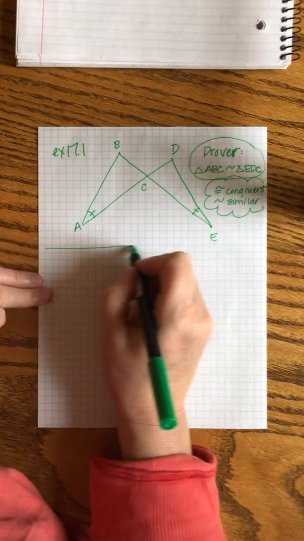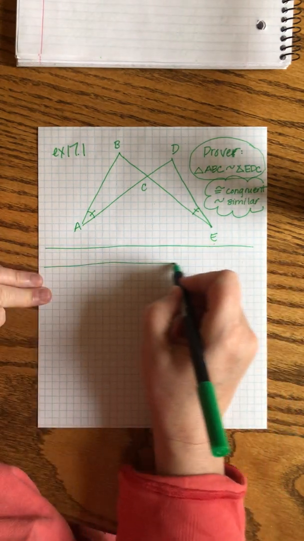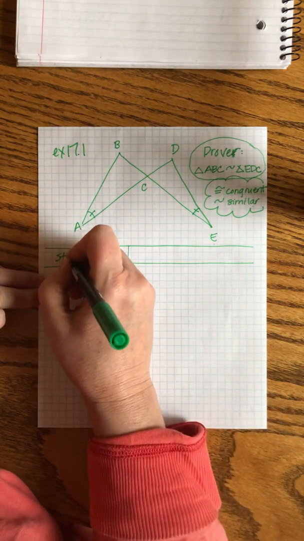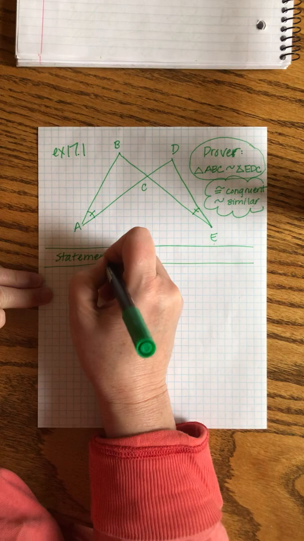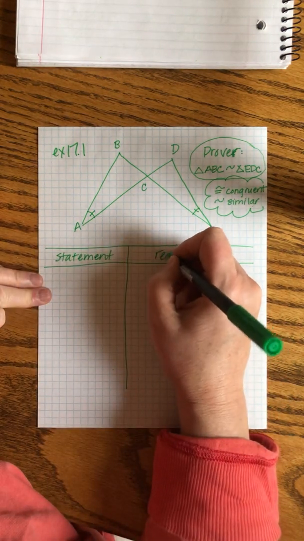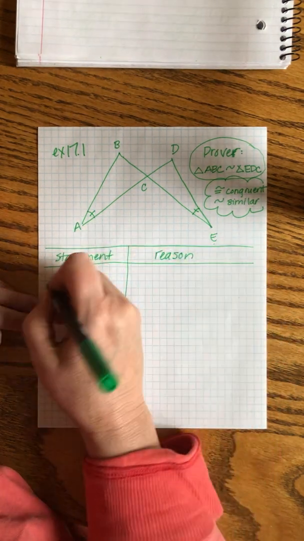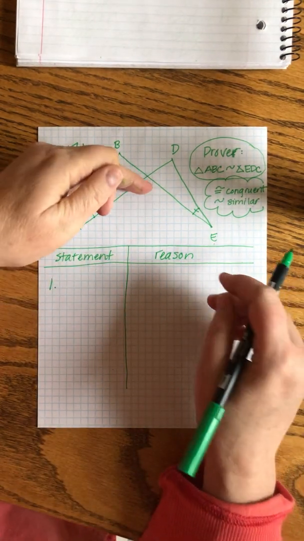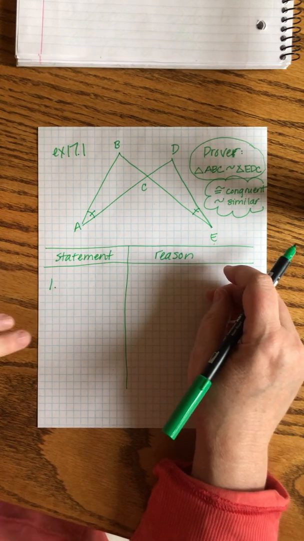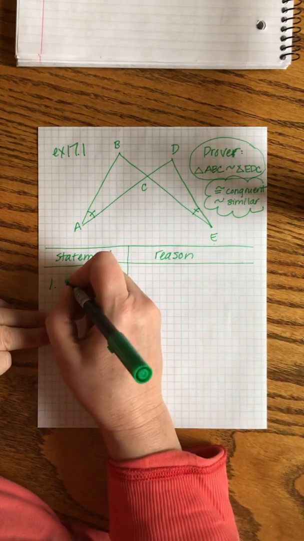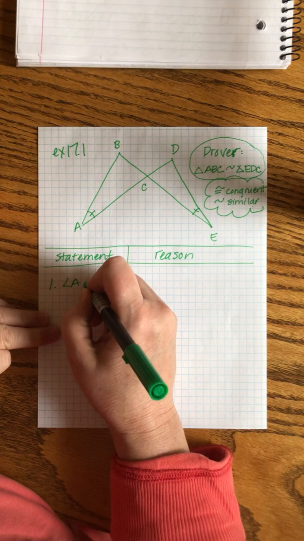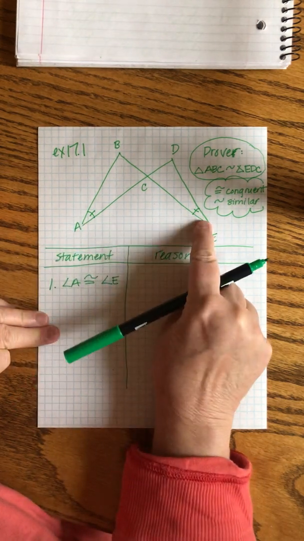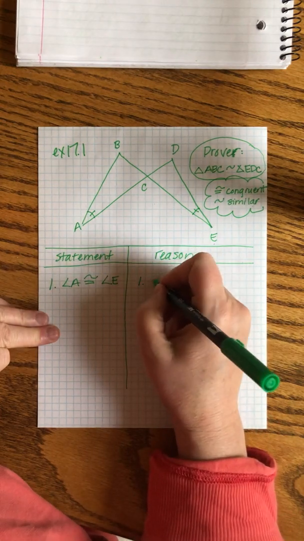We use the same format. At this point, I'm going to continue to write statement and reason, but if you just want to put an S on one side and an R on the other, I'm fine with that. The first thing that we know, so we record the information that we know both on our picture and down here. I'm going to color coordinate it so you can keep track of it. The first thing we know is that angle A is congruent to angle E, right? And that we know because it was given to us.